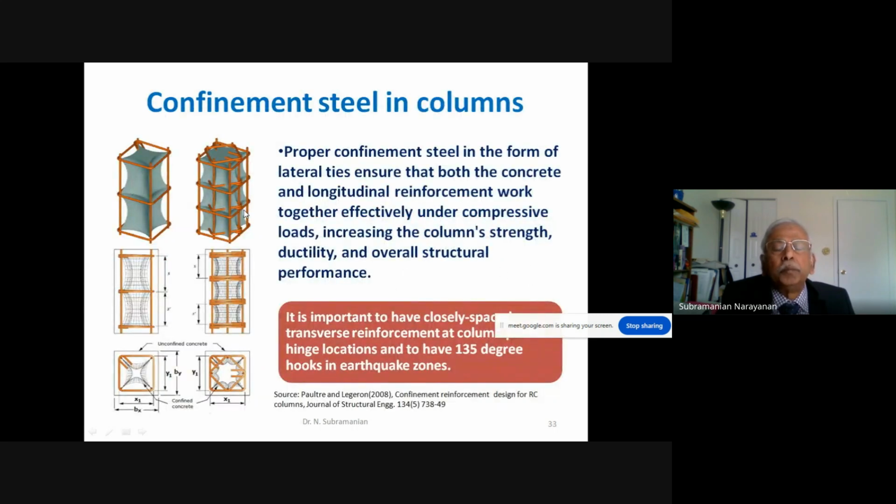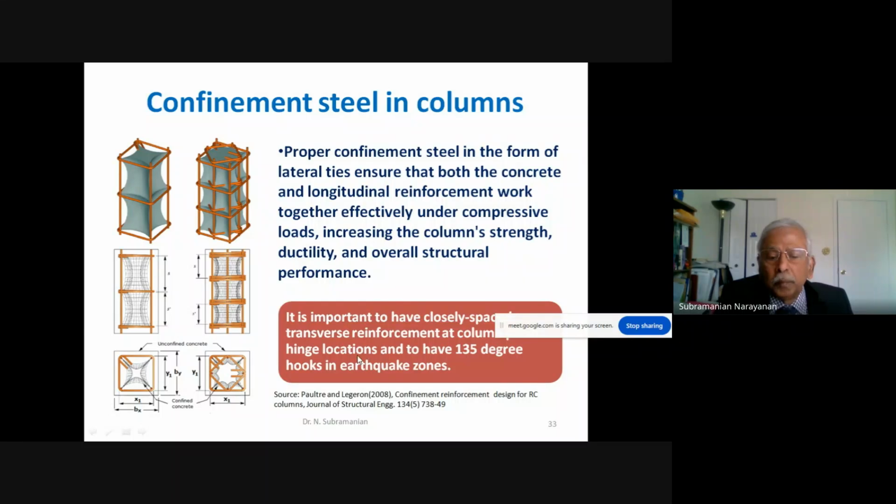So detailing is as important as design. It is shown beautifully in this figure, which was taken from Poultry and Legeron in 2008. So you see that if the lateral ties are very largely spaced, we do not have confinement of concrete, whereas if you have closely spaced ties, the confinement of concrete is very high, and the longitudinal reinforcement work together effectively under compressive loads, increasing the column strength, ductility, and overall structural performance.